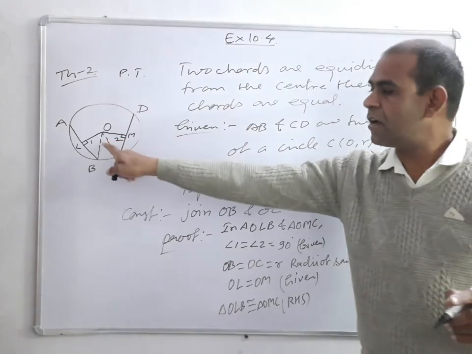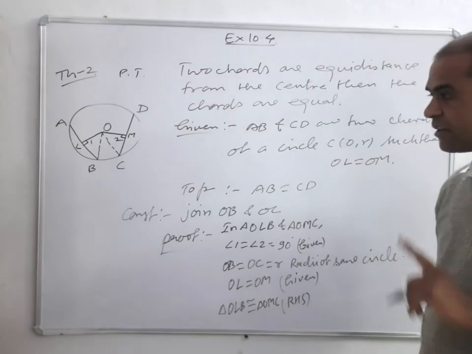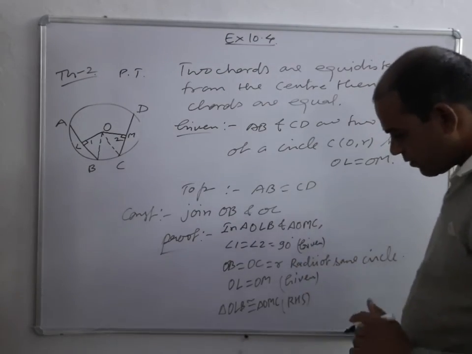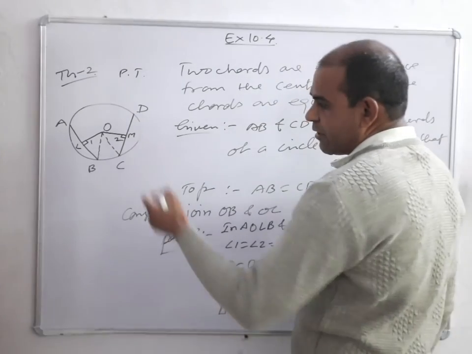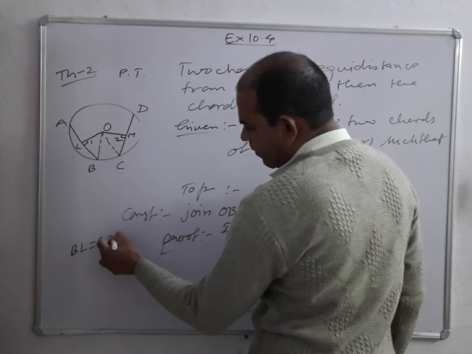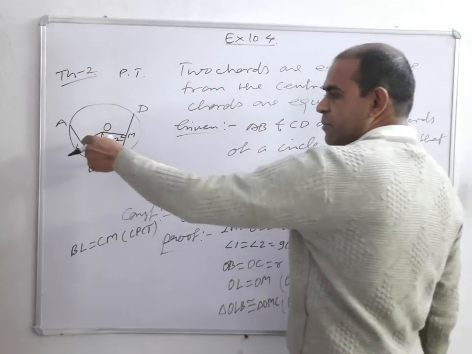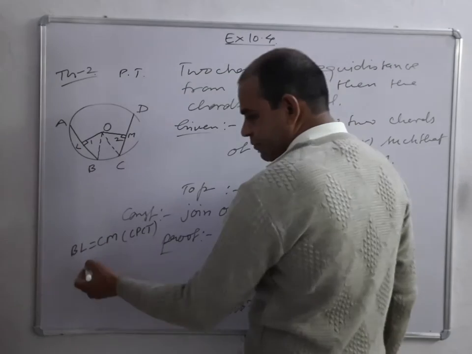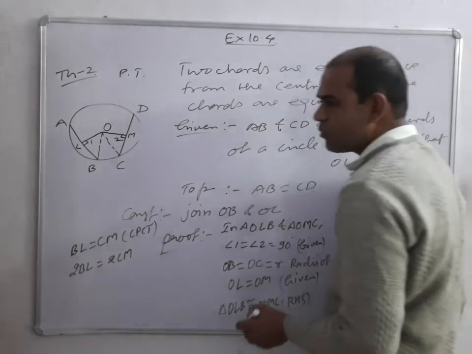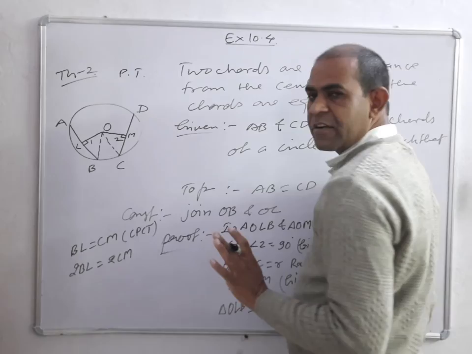In both theorems, we are using RHS. Here right angle, hypotenuse and side. Here OL equal to OM is the side. In the previous theorem, BL equal to CM was the side. So these are congruent and BL equal to CM. The reason is CPCT. And twice of BL equal to twice of CM, multiplying 2 on both sides.